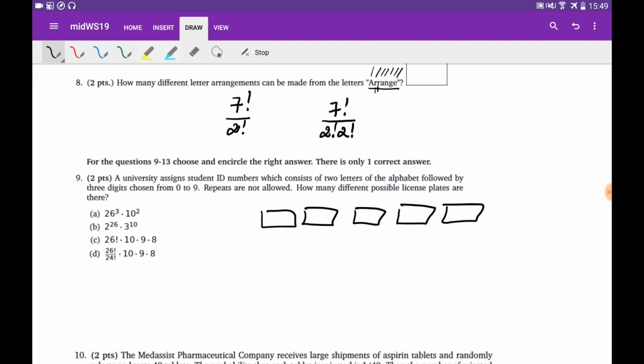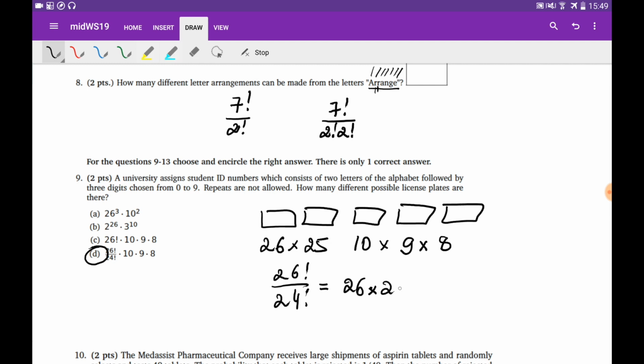So we can use only the letters for the first 2. It means that I can use any of the 26 letters for the first position. Since I used one of them, I cannot use it again, so it's going to be 25 options for the second. One of the 10 digits can be used here. Since you use one of them, you cannot use it again, so there are 9 options for the second and 8 options for the third one. So the option which corresponds to this answer is D, since 26 factorial divided by 24 factorial is exactly equal to 26 multiplied by 25.